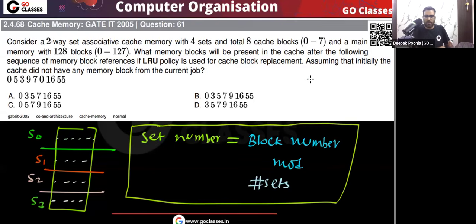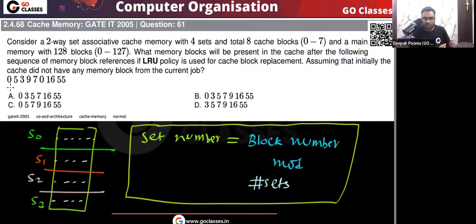Remember, in the set associative case, any memory block will map to a unique set. So here we have a total of 4 sets. So any block number in decimal, we will divide by the number of sets, that is 4, and we will find the remainder.